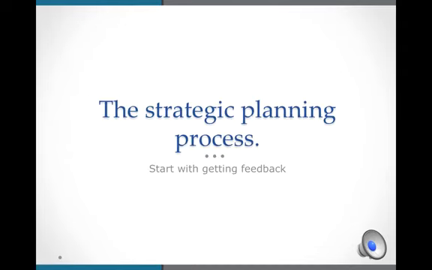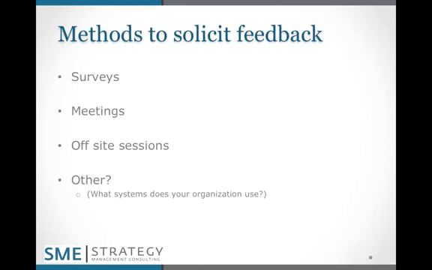So, the strategic planning process. Start with getting feedback. Creating a plan is built on the information that you have. So the richer the amount of information that you have, the more comprehensive a plan you can make. So how do you solicit feedback within your organization? Well, there's several ways. You can use surveys. We do a pre-planning survey before all of our engagements, and then we send that organization-wide if it's a small organization, or to key leaders if it's a bigger organization. You can hold meetings to solicit feedback, stakeholder engagement meetings or regular meetings internally.